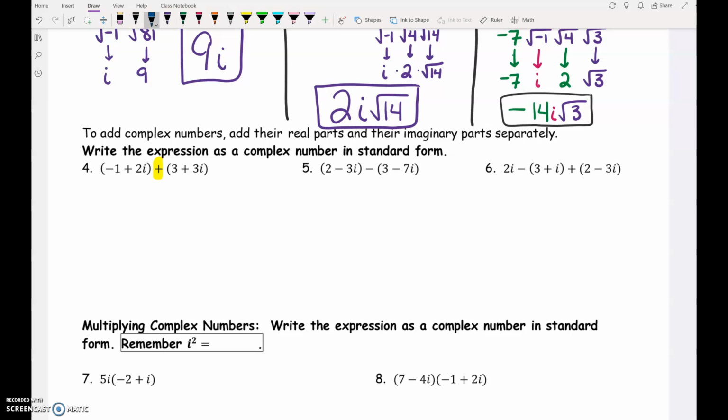This, seriously, is just combining like terms. i acts the same as an x would. So, negative 1 can be combined with 3 because they are both real numbers. What is negative 1 plus 3? 2. 2i and 3i can be combined because they are both imaginary numbers. What is 2i plus 3i? 5i. So the answer is 2 plus 5i.